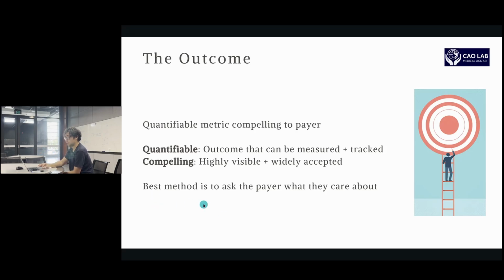The best method usually to figure out the outcome is just to ask the payer, right? And sometimes it's just available online, right? Like hospitals will publish KPIs, that kind of stuff. So you just kind of know where to look. If it's about patients, then you can simply ask a patient, say a patient who has a mental health disease or something. You can ask them what they'd actually be willing to pay for, right? And what they kind of care about.